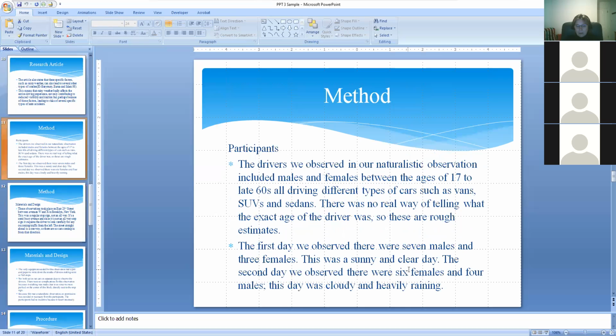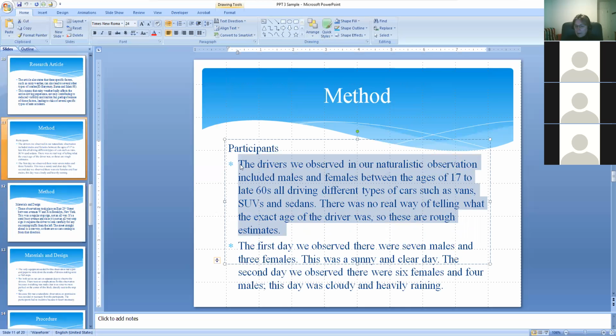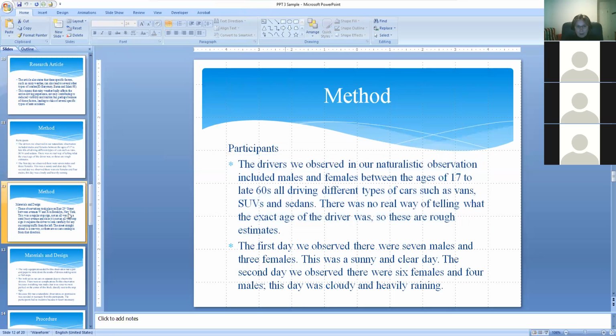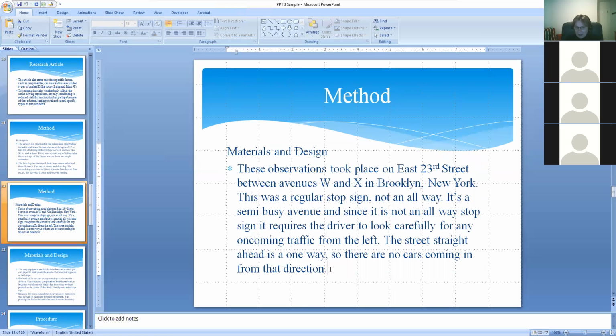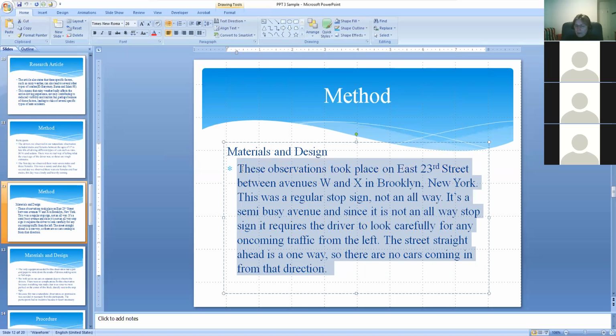Here is the method. Again, you see what they did. They took the stuff from the assignment 2 and just copied and pasted it. No, we don't do that. Design and materials, again, the same problem, right? Full paragraphs from the assignment 2. No.